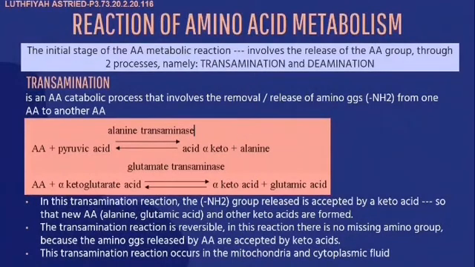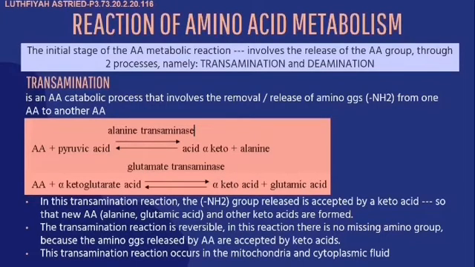Reaction of amino acid metabolism. The initial stage of the AA metabolic reaction involves the release of the amino group through two processes, namely transamination and deamination. Transamination is an AA catabolic process that involves the removal or release of amino NH2 from one AA to another AA, and this is the form of the reaction.